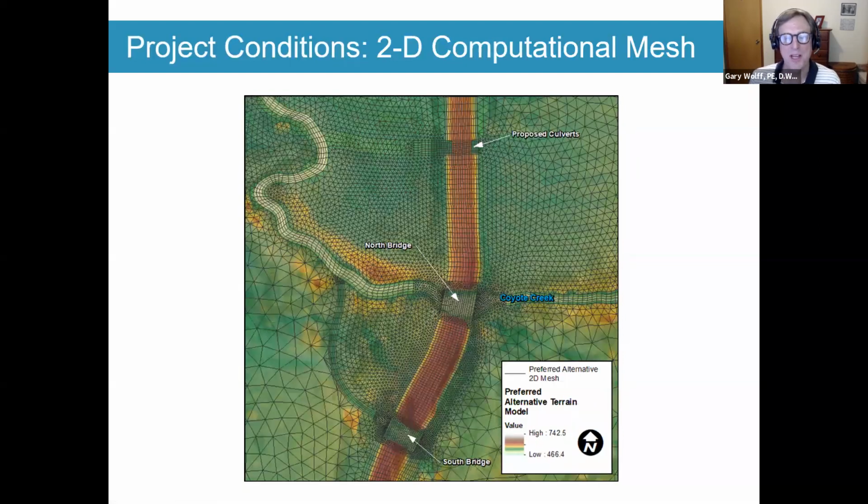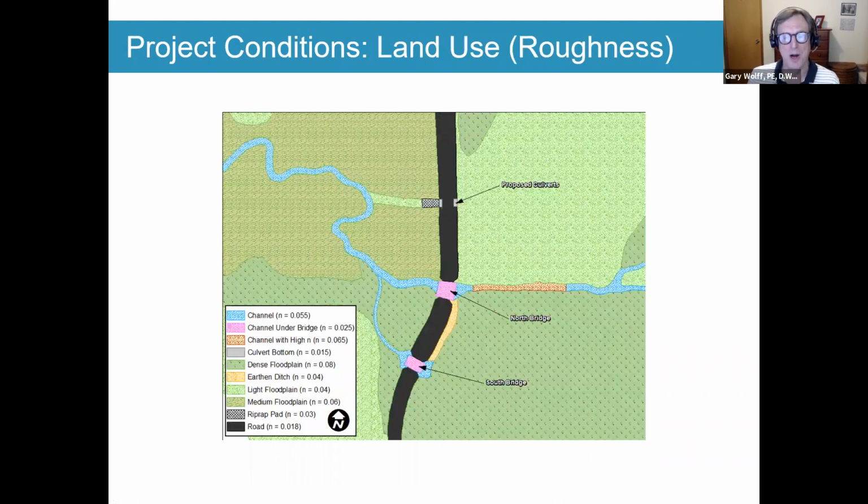So very quickly, of course, this was all analyzed in our two-dimensional model. To do this, we had to make some minor changes to the computational mesh to capture the changes at the bridges. We changed our roughness zones to reflect changes not only at the bridges, but where we're creating these overflow paths here. Otherwise, these roughness zones are the same as existing conditions.